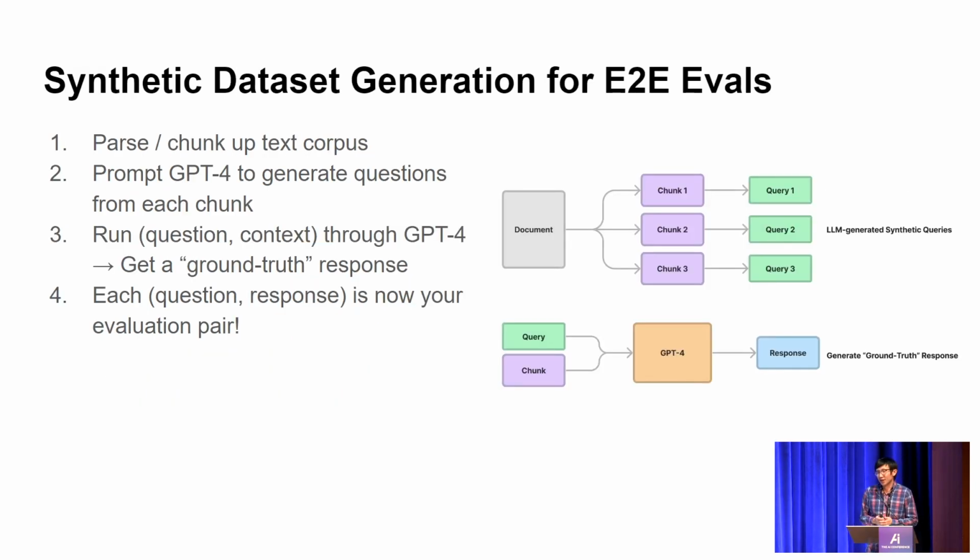Similarly here, you can do synthetic data set generation for end-to-end evals. You can take a document, parse and chunk it up. Now you ask GPT-4, like before, to generate questions from each chunk. And then you take each question and the chunk and pass it through GPT-4 again, and you get back a ground truth response. This is a synthetic but ground truth response that doesn't run through the full RAG pipeline, because the point here is to generate ground truth, but it gives you a reference answer that you could benchmark a full RAG system against.